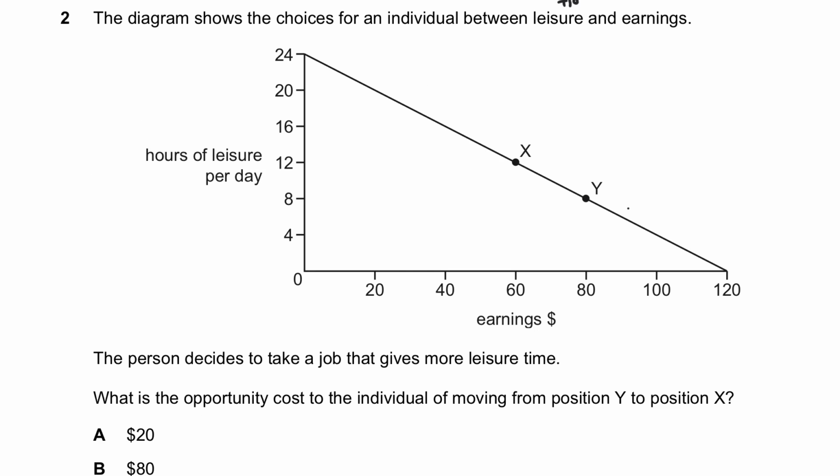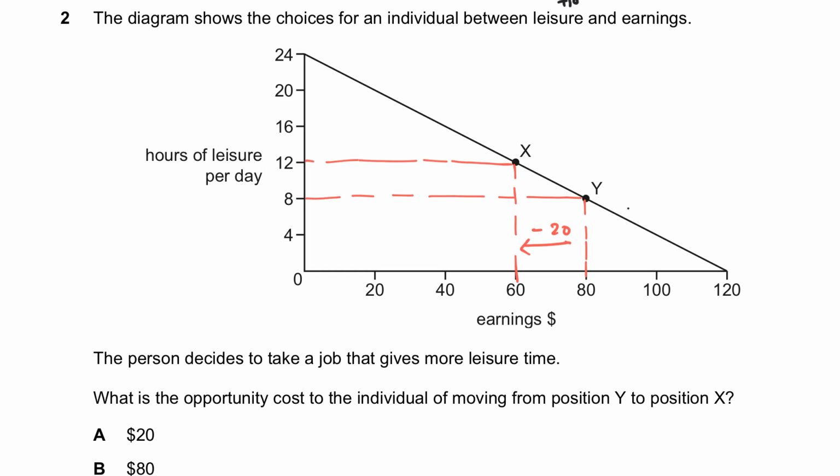The next question is also about PPC. It says the diagram shows the choices for an individual between leisure and earnings. The person decides to take a job that gives more leisure time. What is the opportunity cost to the individual of moving from point Y to point X? So let's see this. Right now you are at point Y, which means you are having $80 of earning and you are consuming 8 hours of leisure. And now you are moving from point Y to X, which would mean you are giving up $20 as you're moving to 60. So you're giving up $20 of earning.